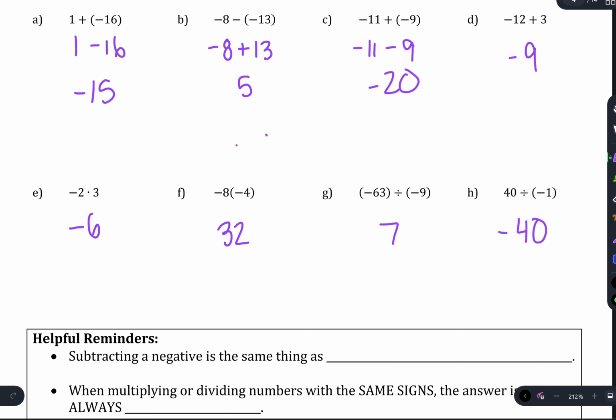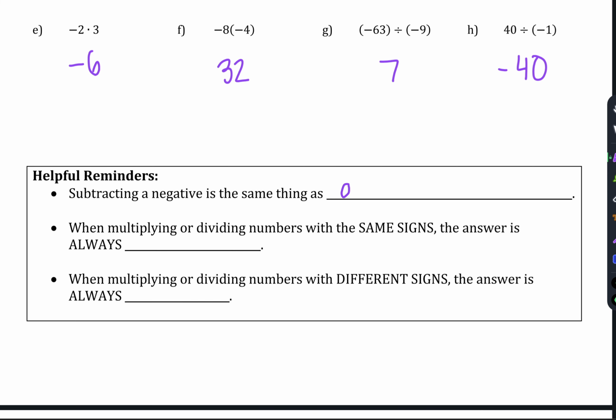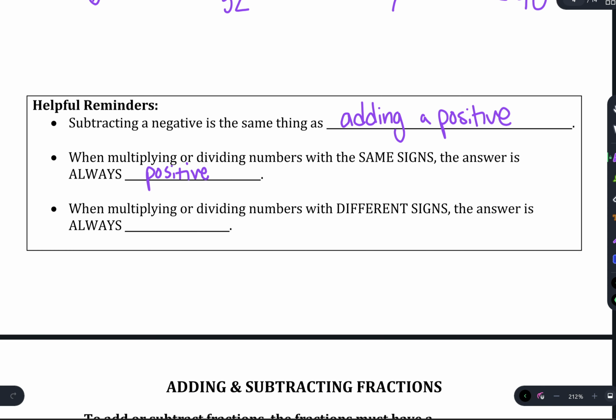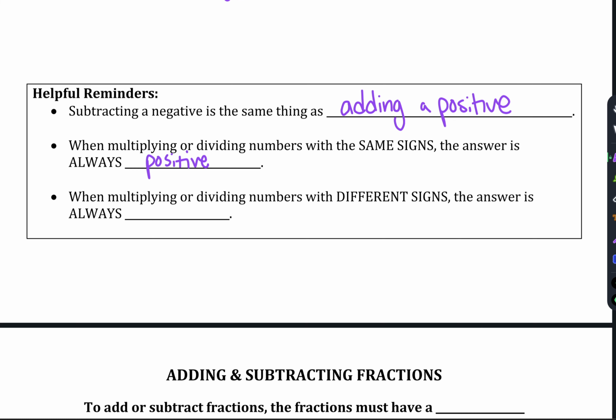Okay, here's the rules. Subtracting a negative is the same thing as adding a positive. So if I have a negative and then another negative, that becomes plus. When multiplying or dividing numbers that have the same signs, so 2 positives or 2 negatives, my answer is always positive. When multiplying or dividing numbers with different signs, my sign will always be negative. And then I'm going to add in one here. Adding a negative is the same as subtracting.